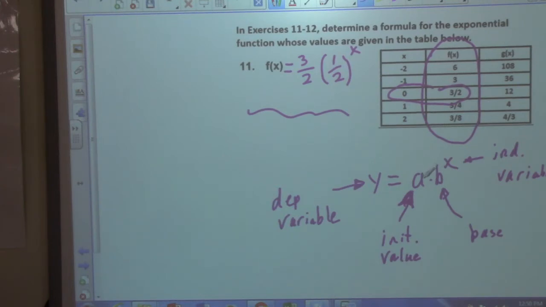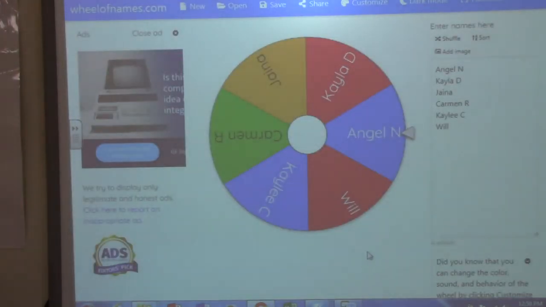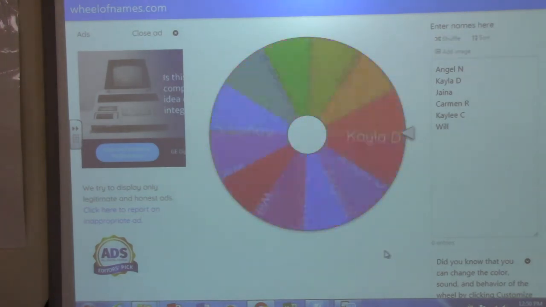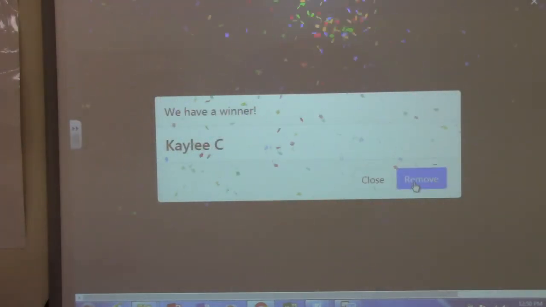Now I want to choose somebody for problem 12. I have our wheel here. Look at that. We call it as we see it. It's going to be Kaylee. Yay! Okay, Kaylee, here.